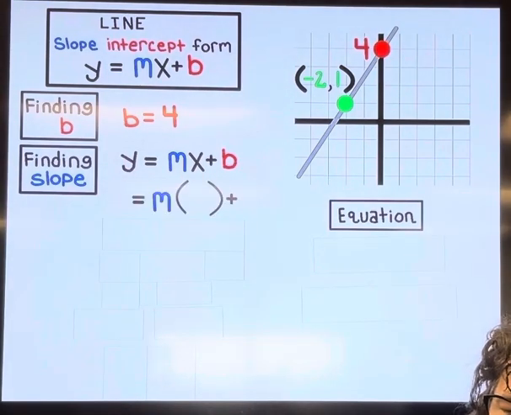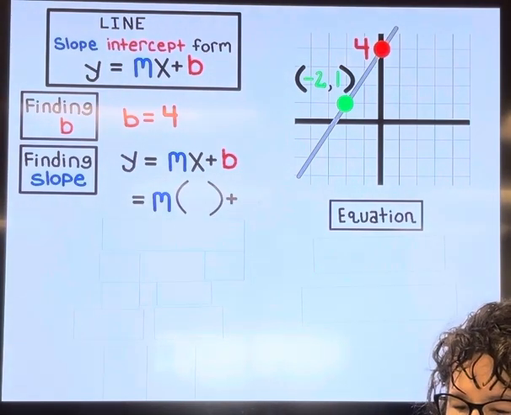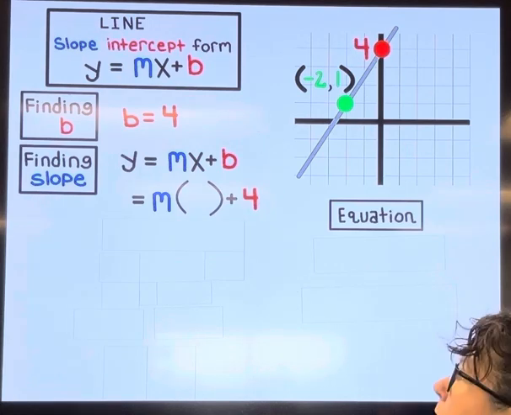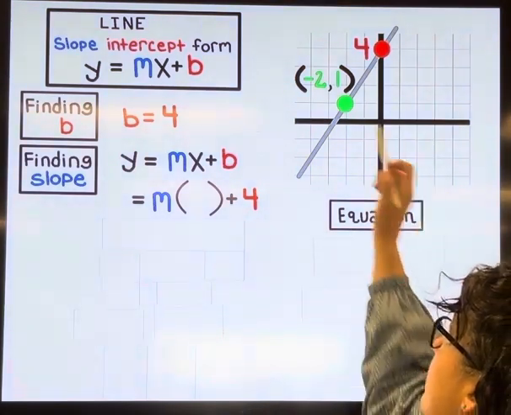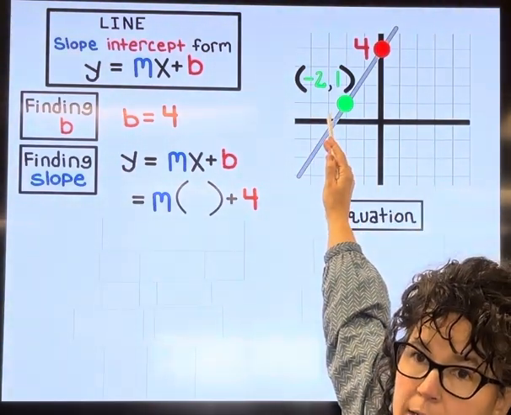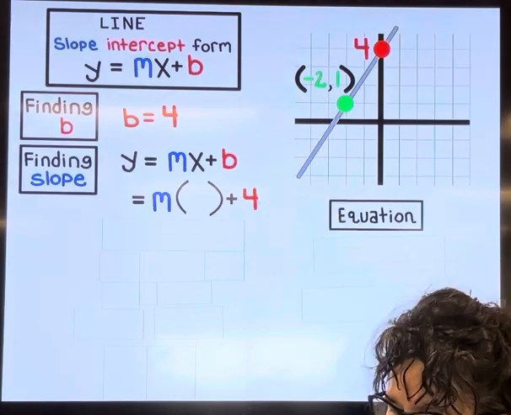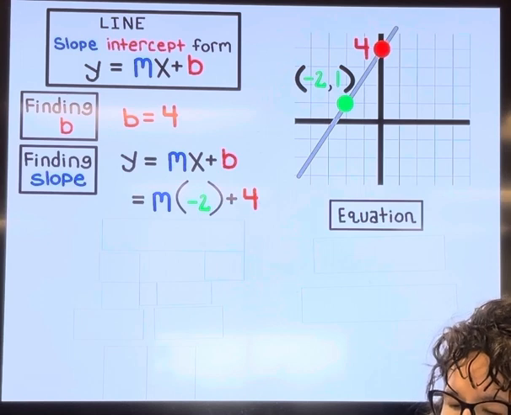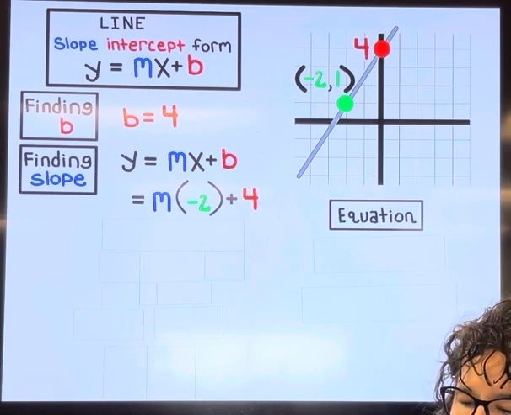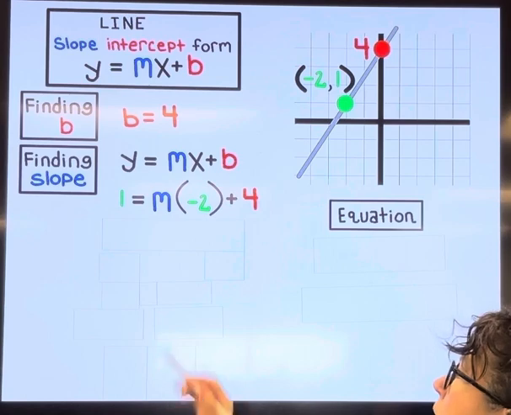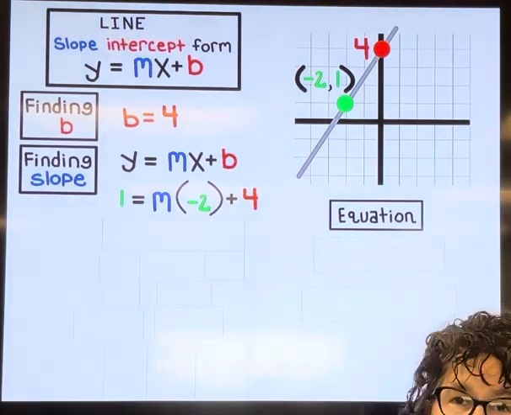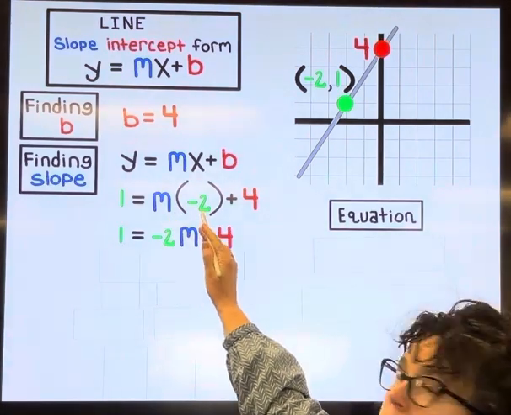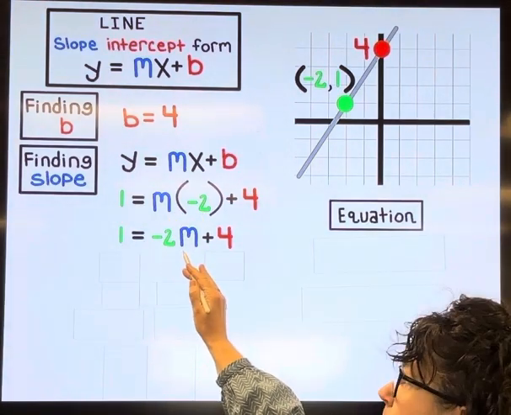All right, so here we go. I'm going to substitute everything that I know. So starting off with, I'm going to replace the b value with 4. Now this point is an x and a y. So I'm going to replace the x with -2. And I'm going to replace the y in the equation y equals mx plus b with 1. Let's go ahead and rewrite this just to make it look a little bit nicer. m multiplied by -2 is -2m.